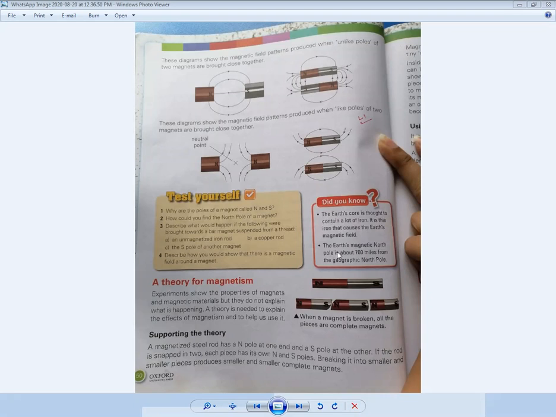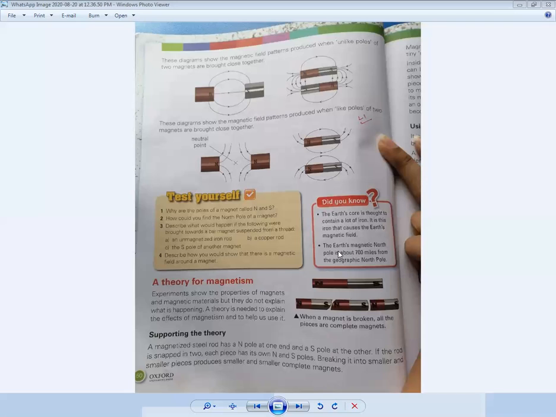Now you will see the other information. The Earth's magnetic North Pole is about 700 miles from the geographic North Pole. Now there are two different things given. First is the magnetic North Pole and the second is the geographic North Pole.